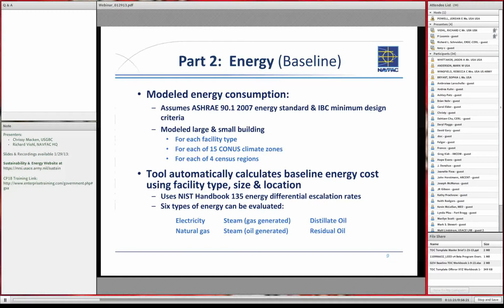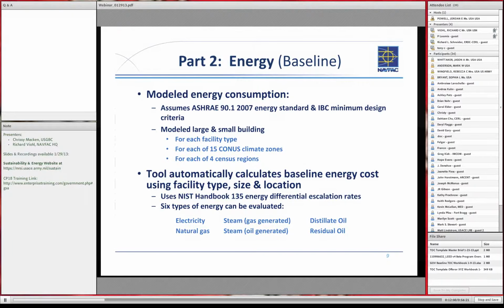Under the energy, I think I have already explained how we modeled on the baseline side. The assumptions were that it would be modeled for a large and small building. We have size ranges built into the template. If you're outside that size range for some reason, it probably would not be usable. But it should cover 99% of the facilities that we're contemplating in each of those facility types. And then we modeled it for each of the climate zones and for each of the census regions. And this is CONUS only. We don't really have this tool designed yet for overseas.